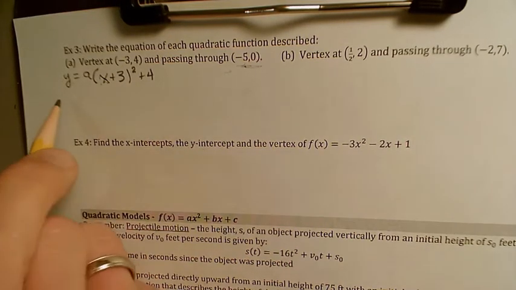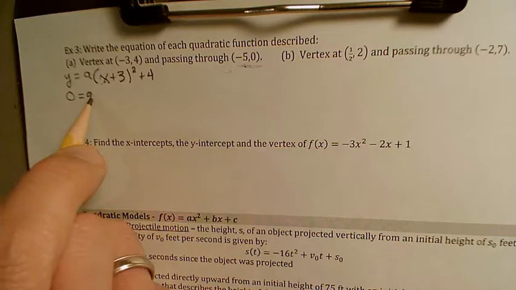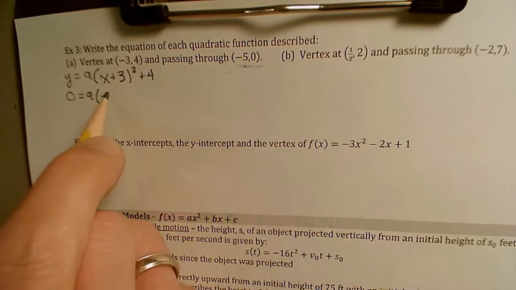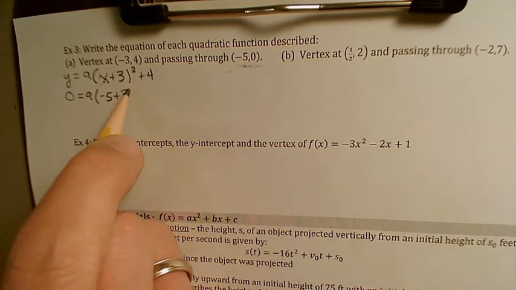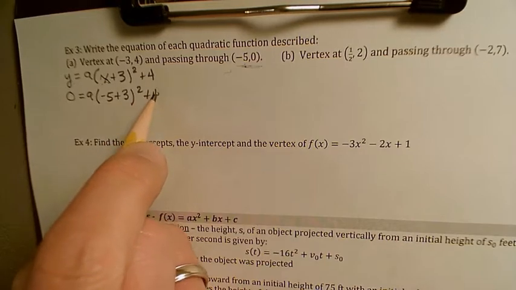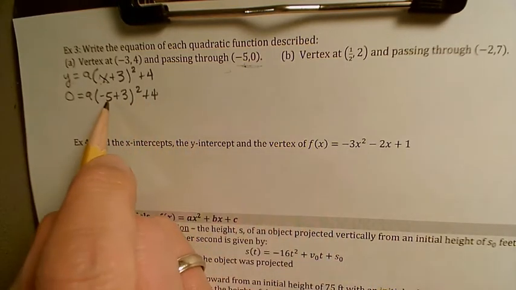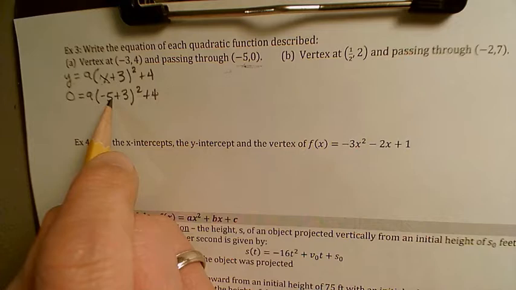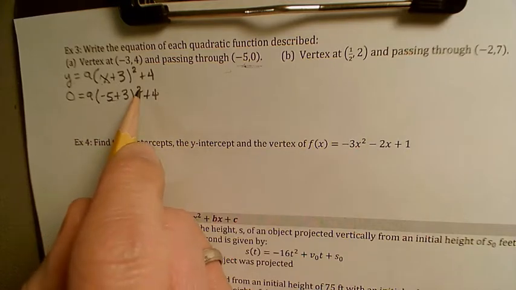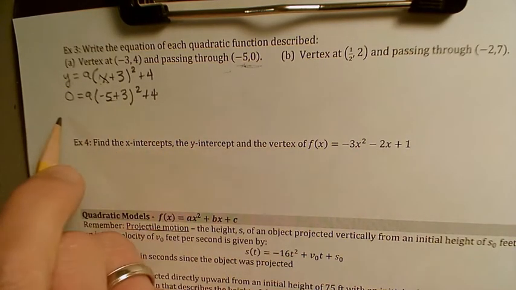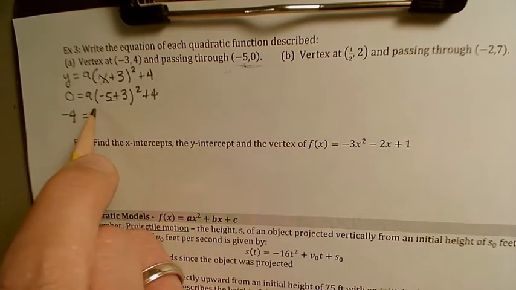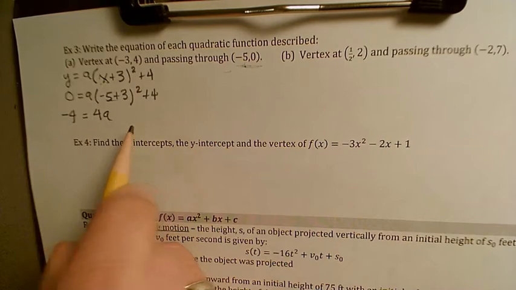So similar thing here. 0 equals a times the quantity negative 5 plus 3, squared, plus 4. So this is going to be negative 2, and we're going to square that and get 4, and then we can move the 4 to the other side. So negative 4, that gets moved to the other side, and then we get 4a.